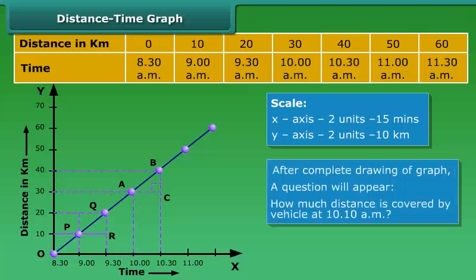We can calculate the time at a particular distance from the starting point. In the same way, we can calculate speed also.